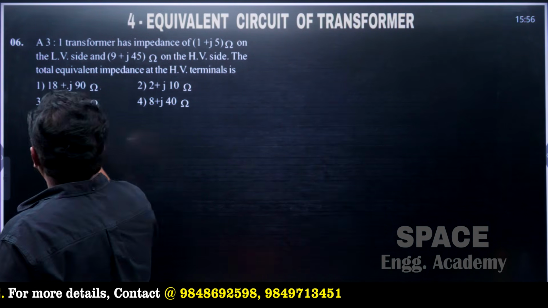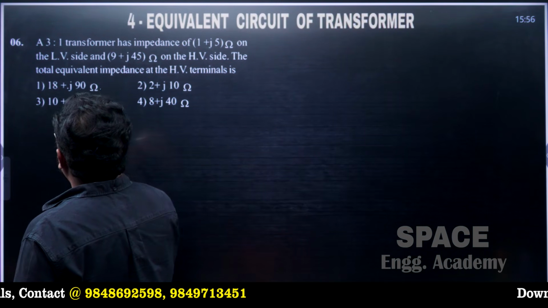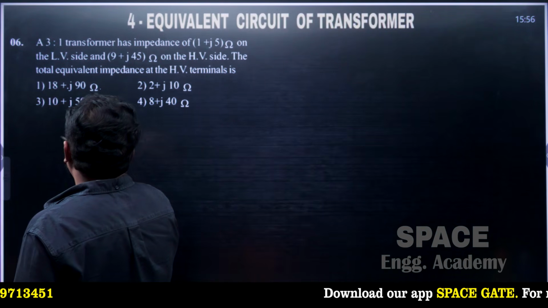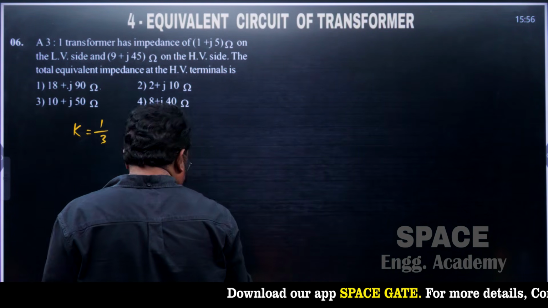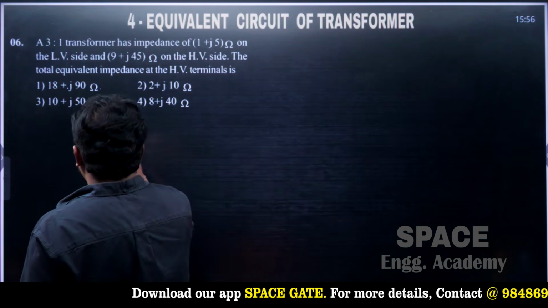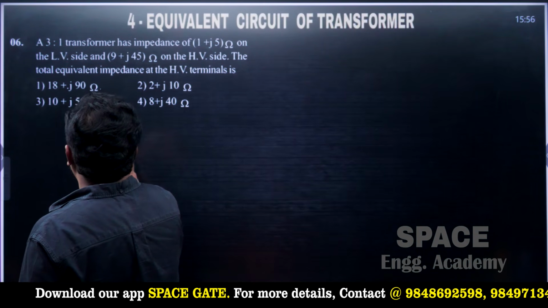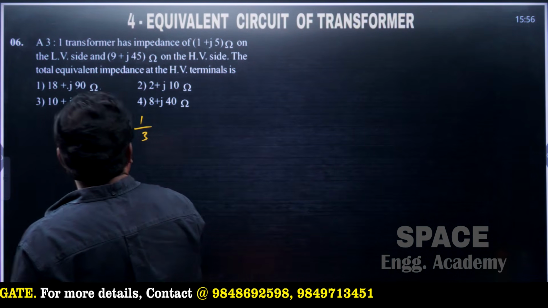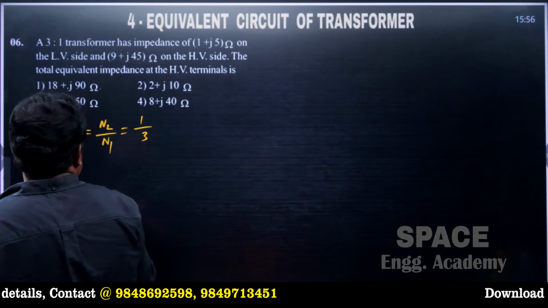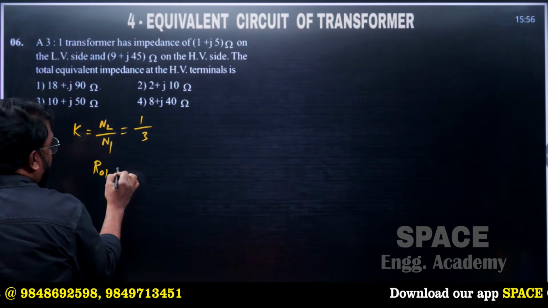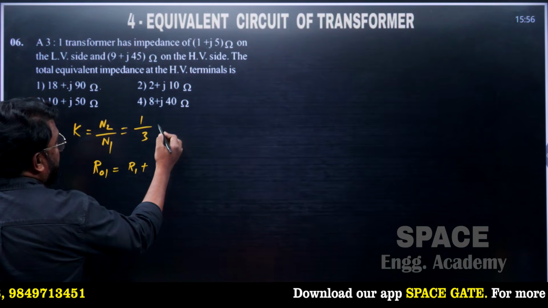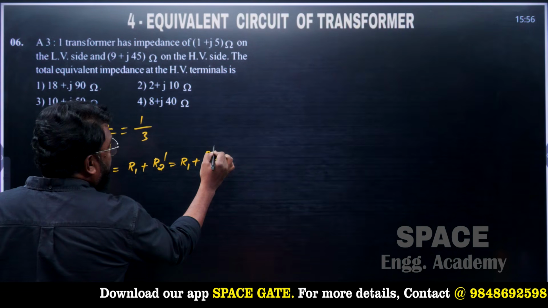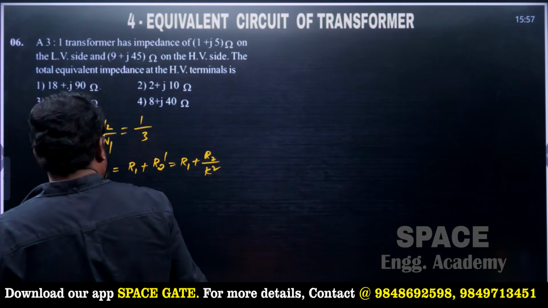Here the transformation ratio K is given as 3:1, so K is N2 by N1, which is equal to 1 by 3. This is the transformation ratio. And we can get the total resistance referred to the primary side, R01 equals R1 plus R2 dash, that is R1 plus R2 by K square.